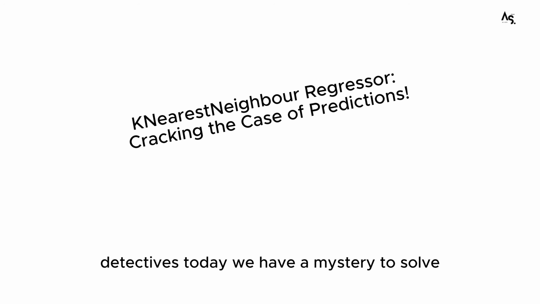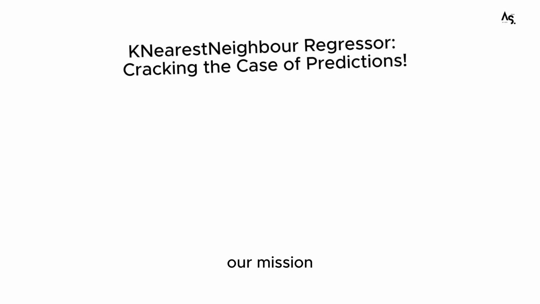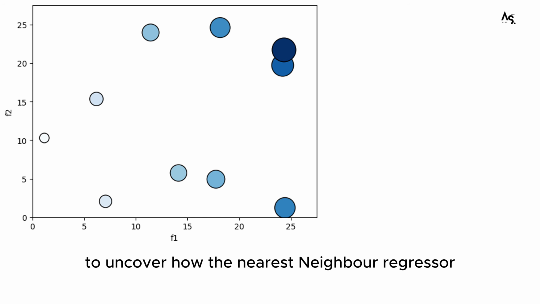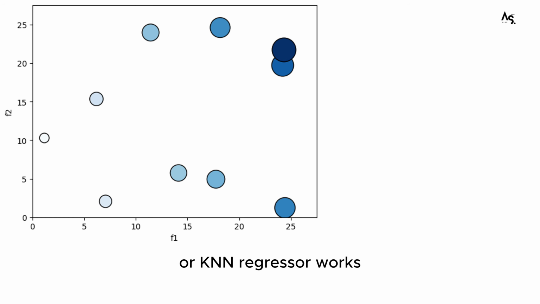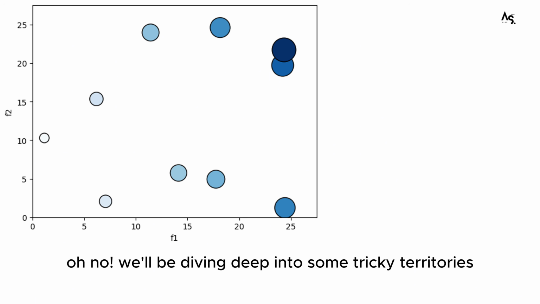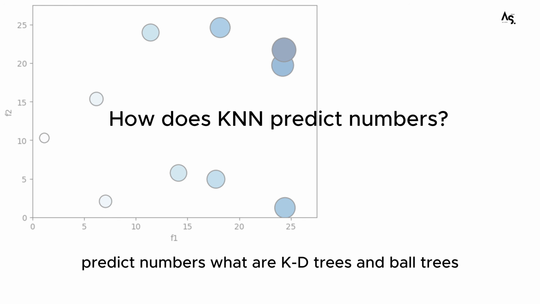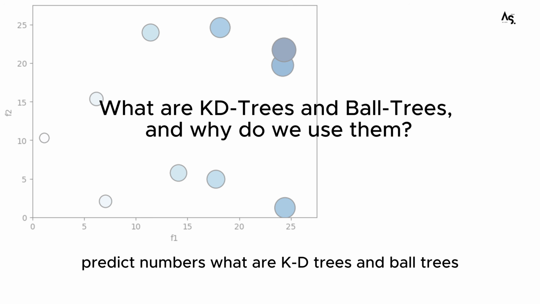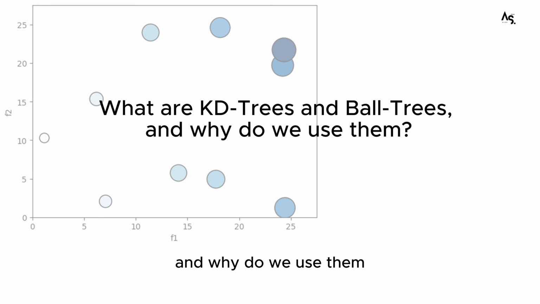Detectives, today we have a mystery to solve. Our mission: to uncover how the nearest neighbor regressor or KNN regressor works. But this isn't just a simple case, oh no. We'll be diving deep into some tricky territories, like how does KNN predict numbers, what are KD trees and ball trees, and why do we use them?